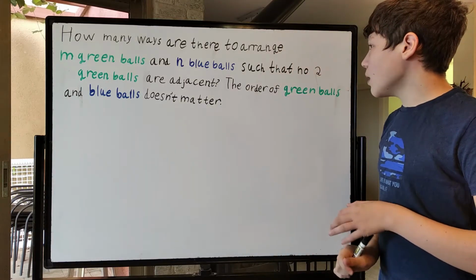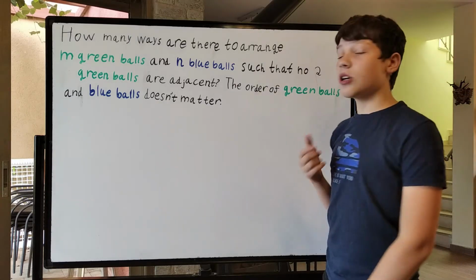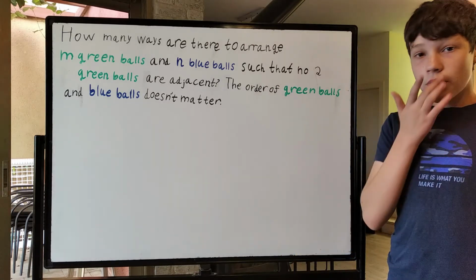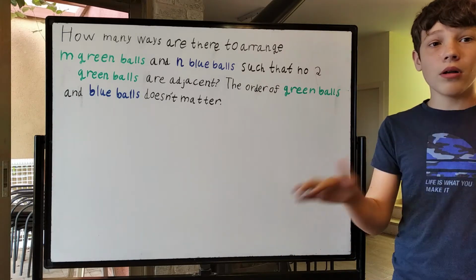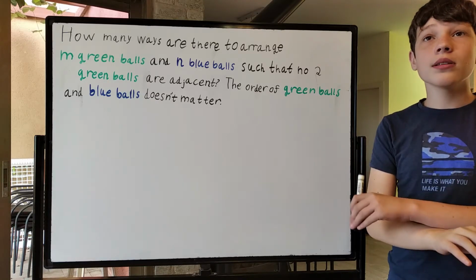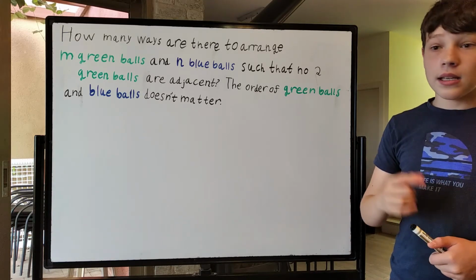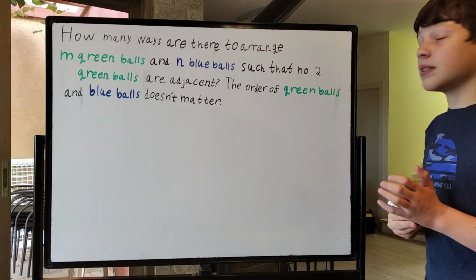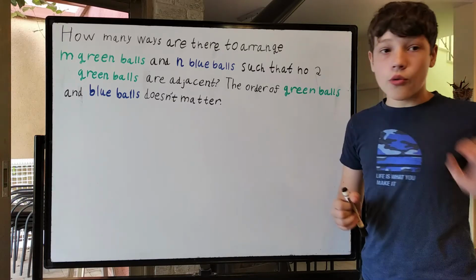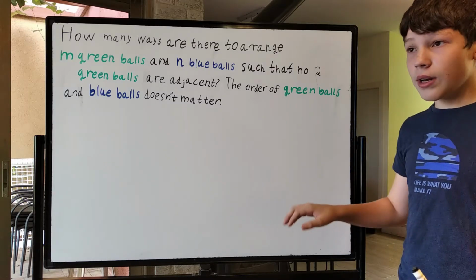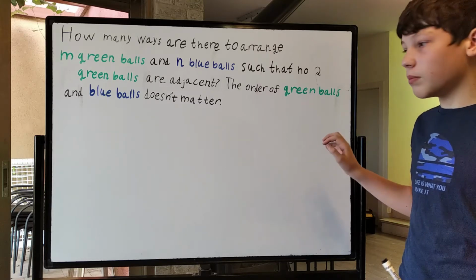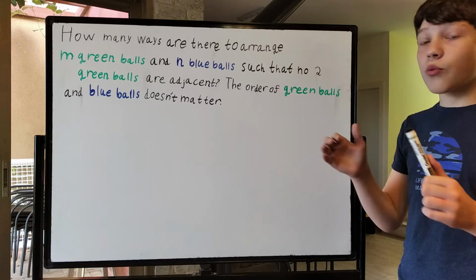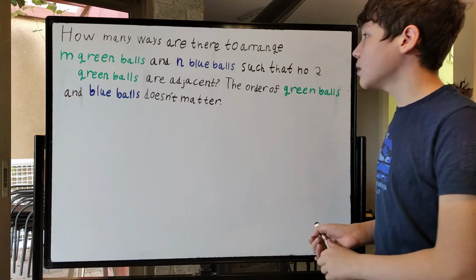You can think of the order not mattering as all the green balls being identical, so the ordering between the green balls does not matter. Switching any two green balls does not count as another way to arrange this. What does matter is something like green, blue, blue, green, blue, green, blue, blue, blue, green. It doesn't matter the order of the greens themselves and the order of the blues themselves.